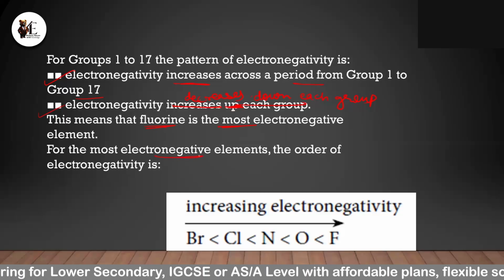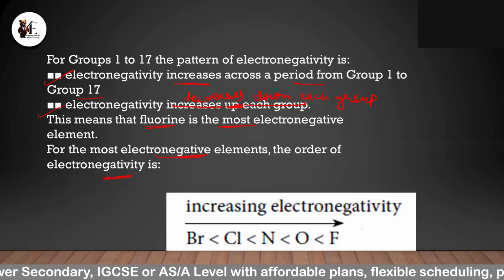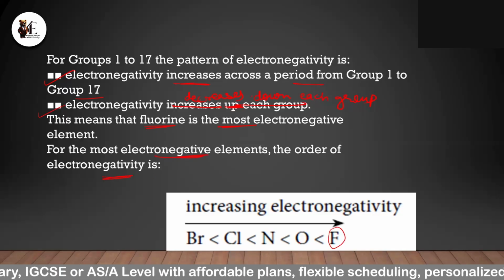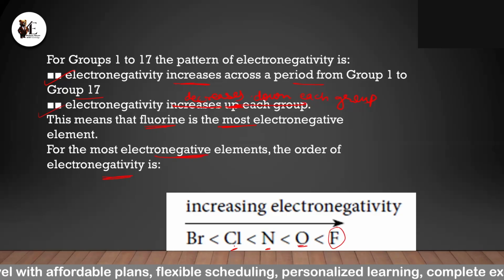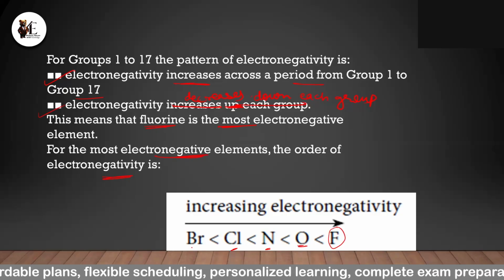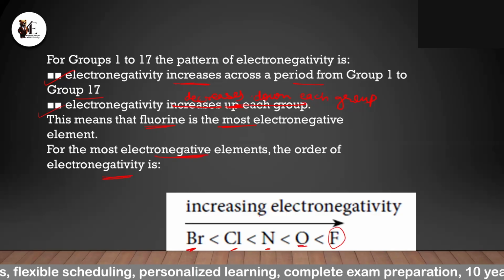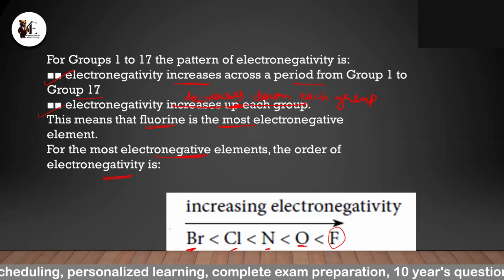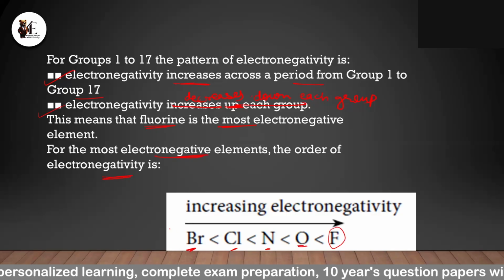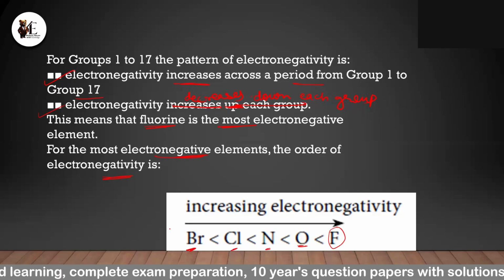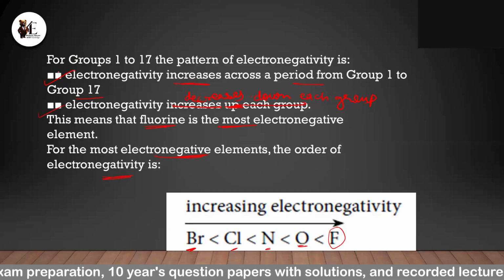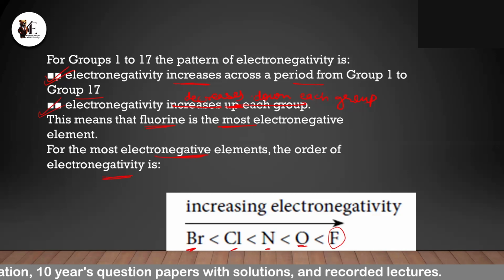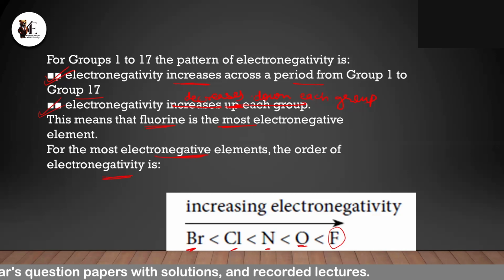For the most electronegative elements, the order is, as I already told you, F, oxygen, then nitrogen, then chlorine. There is very little difference in the electronegativity of nitrogen and chlorine, and then we have bromine. So these elements have the highest electronegativity in the periodic table, in which fluorine has the highest, after that oxygen, and after that nitrogen. So you have to remember the trends of electronegativity in the periodic table.